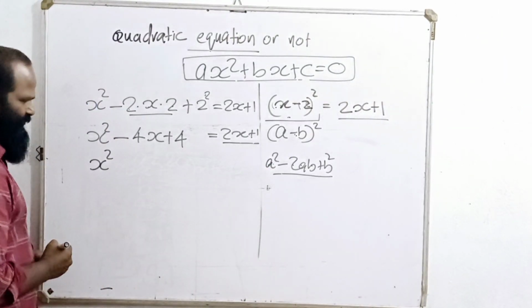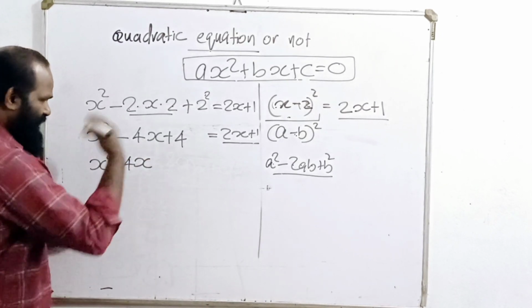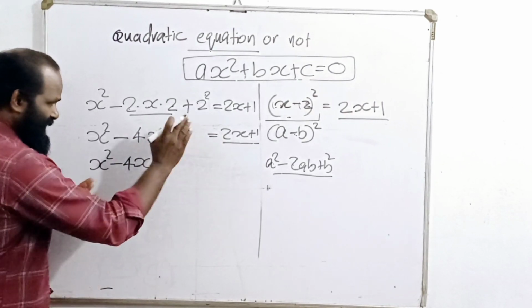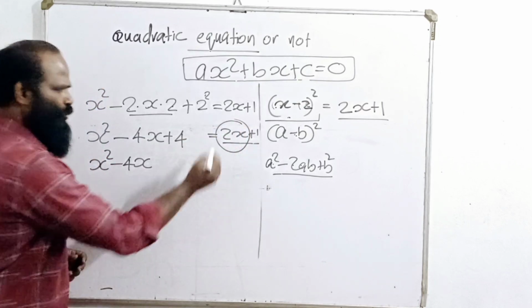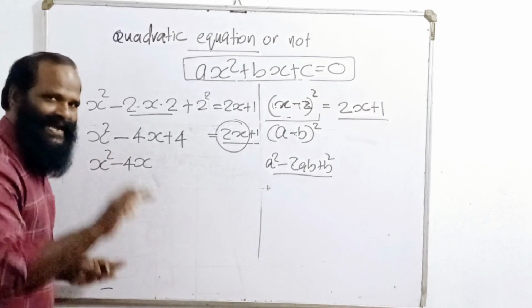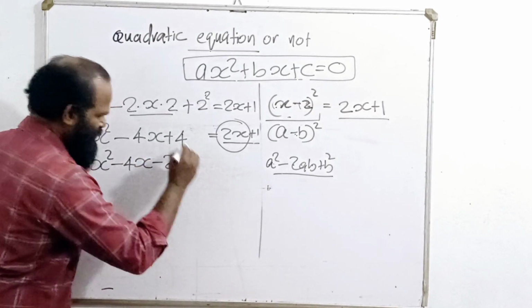Let us write x square first. X square. And the next term is minus 4x. See whether there is a term with x. This is a term with x. Is there a term with x? Yes, definitely 2x. 2x is actually positive here. When it comes to the left side, its sign changes. So it becomes minus 2x.